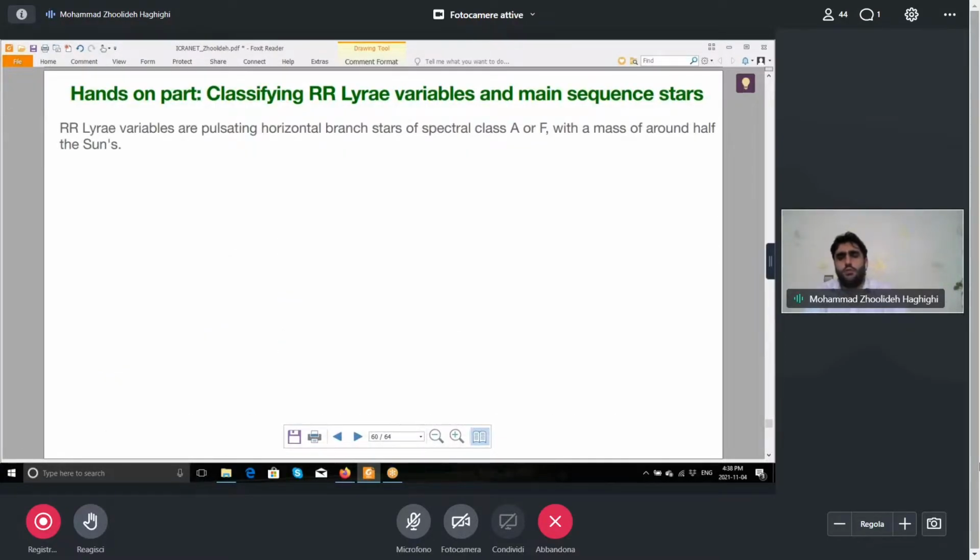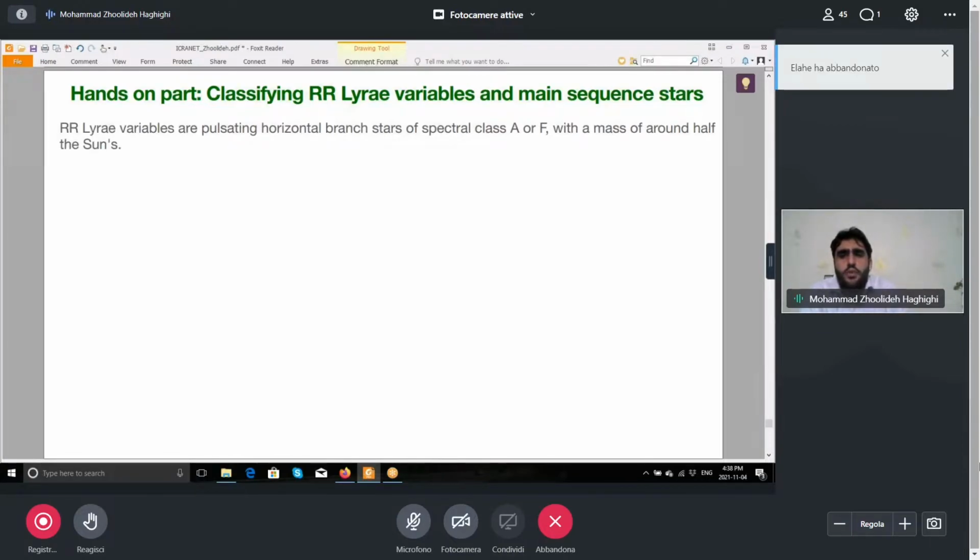So it's time to go to the hands-on problem. In the hands-on problem, I'm going to show you how to classify RR Lyrae variable and main sequence stars. RR Lyrae variables are variable stars, pulsating horizontal branch stars of spectral class A or F, and their mass is around half the mass of the Sun.